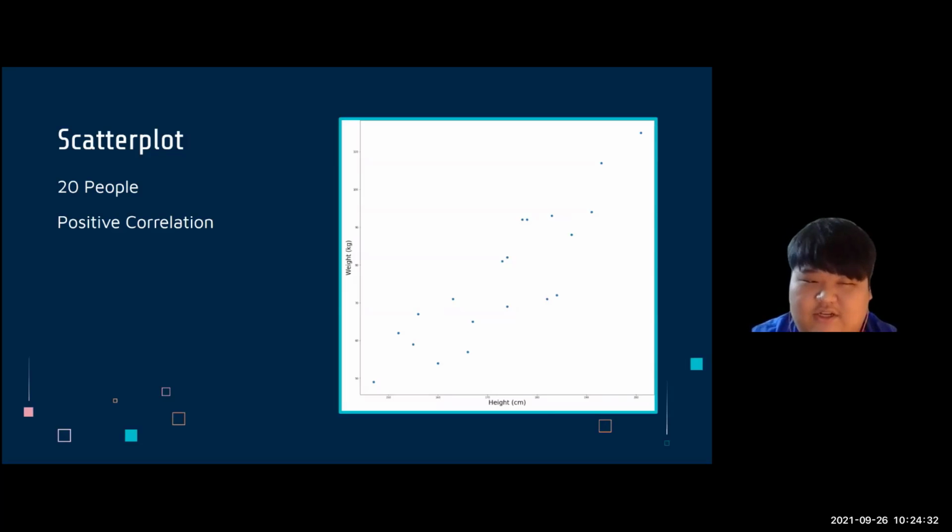And as you can see, there is some kind of positive correlation between them. What does it mean for the data to have a positive correlation? It means as the value of one category goes up, the dependent variable goes up also. So there is a positive correlation. In the plot, you can see that as the height goes up, weight goes up.